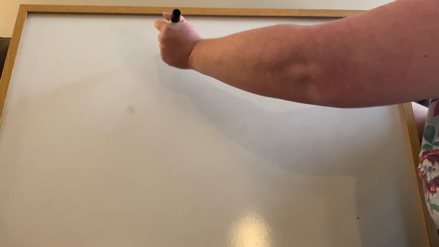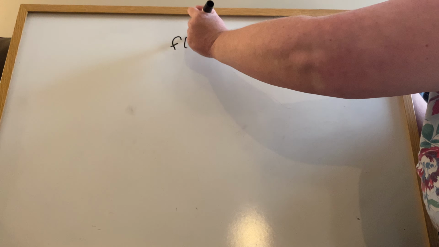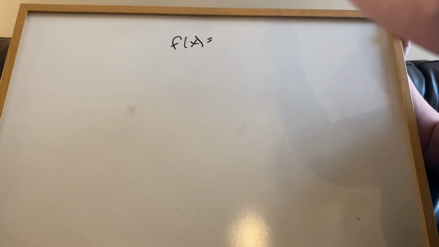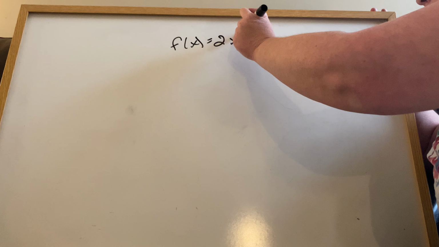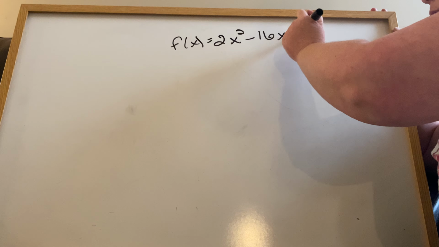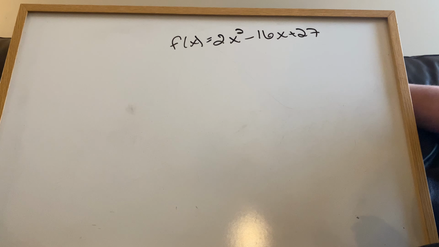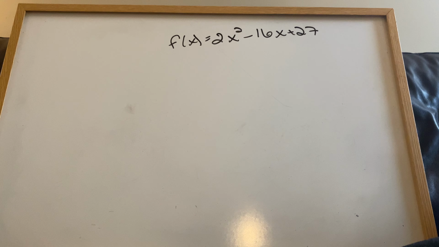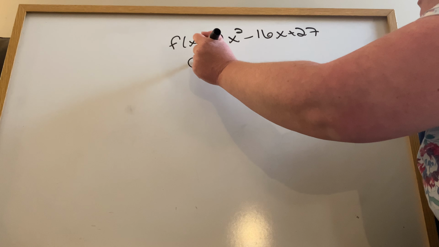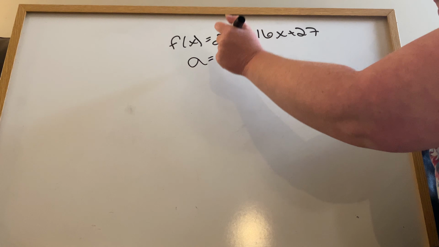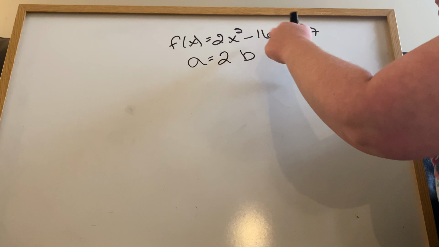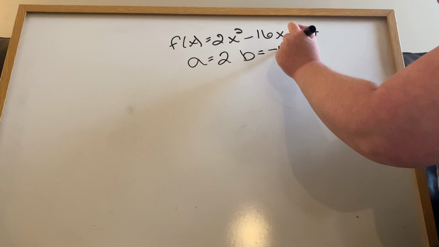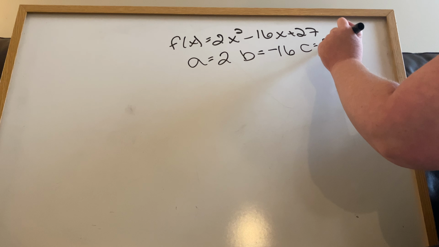So number 1, you've got 2x squared minus 16x plus 27. Okay, so these are all f of x equals, so you don't have to worry about moving things around and simplifying them. So what we're going to do is pick out a, b, and c and then throw it into the formula. So a is always your number in front of x squared. b is always your number in front of x. And c is always going to be your constant term.